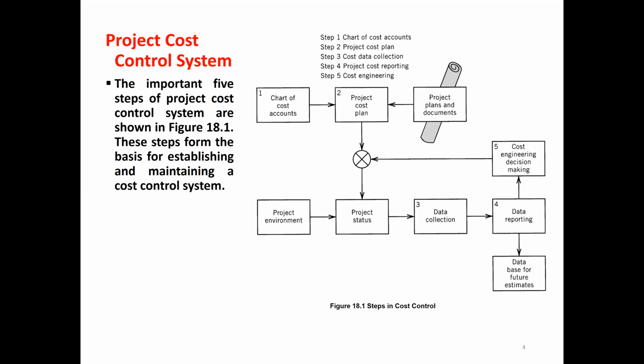So we are going to establish the project cost control system comprising these major 5 steps. Step 1 is charts of cost accounts. Step 2 is the project cost plan. Step 3 is the cost data collection. Step 4 is project cost reporting, and then cost decision making, cost engineering. It's a 5-step project cost control system that we need to implement on our projects.